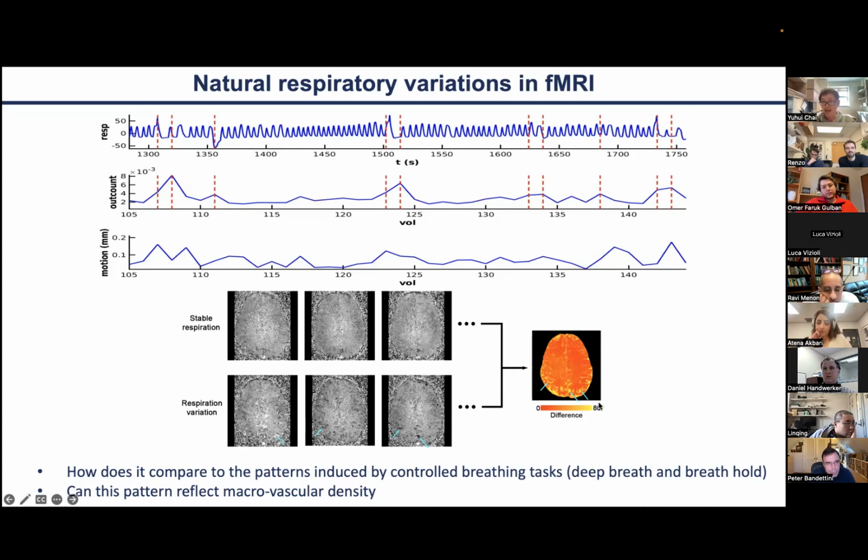But to understand it, we ask the question: how does it compare to the patterns induced by controlled breathing tasks like deep breath and breath hold? Because those two tasks are more established for studying respiration effects in previous studies. The second question is, how can we understand this pattern? Does this pattern reflect the large vessel, macrovascular density distribution? If it does, then it could be very useful to improve fMRI specificity.